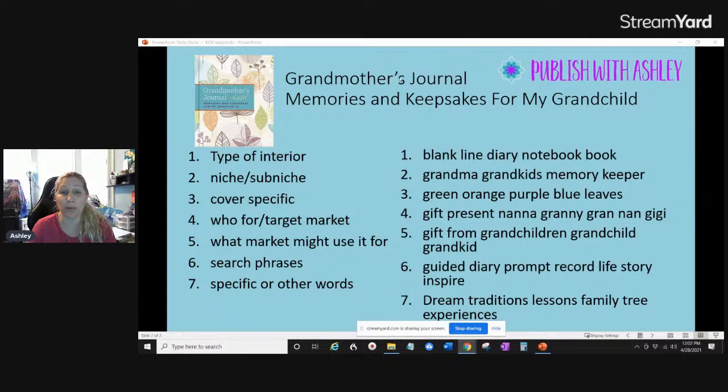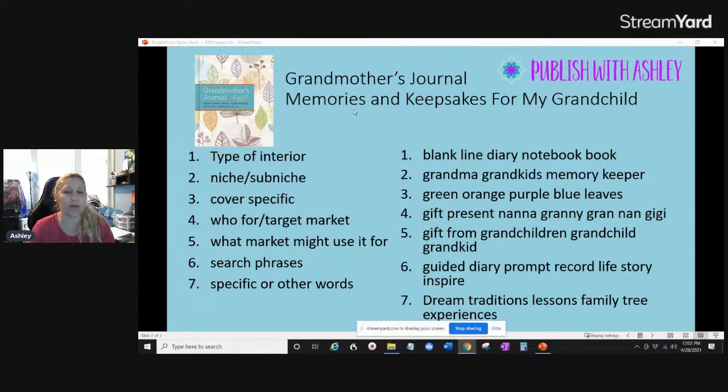All right, so this is an example, this grandmother's journal, memories and keepsakes for my grandchild. This is actually a book on KDP, and it's just used as an example. So here's your 7 keyword boxes, and here is your title and subtitle. All these are keyword rich.